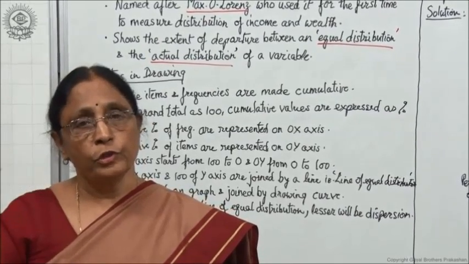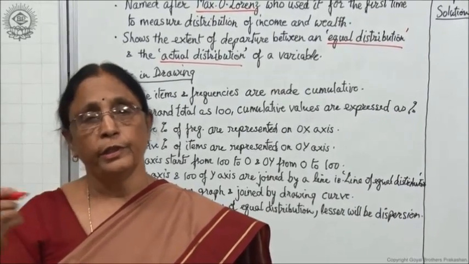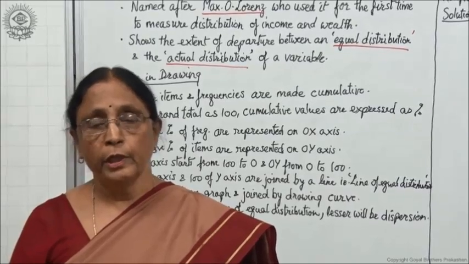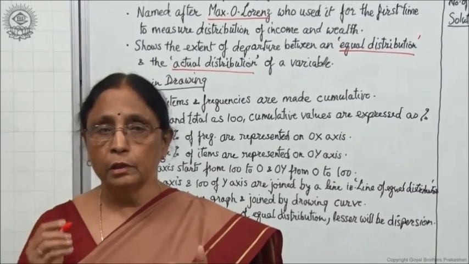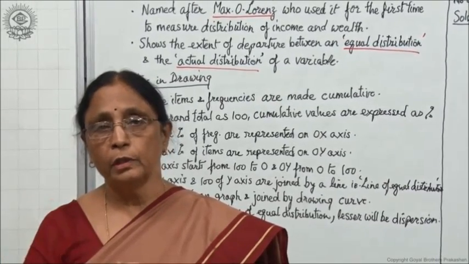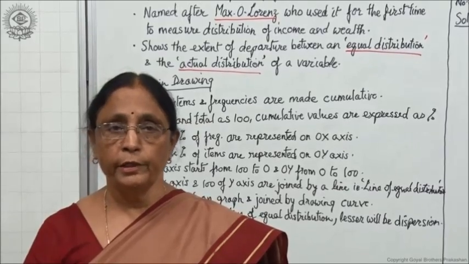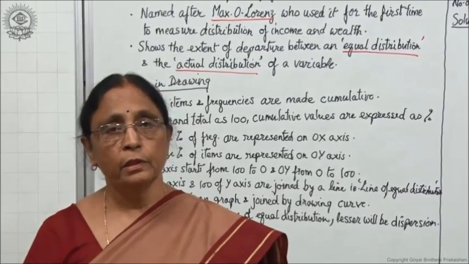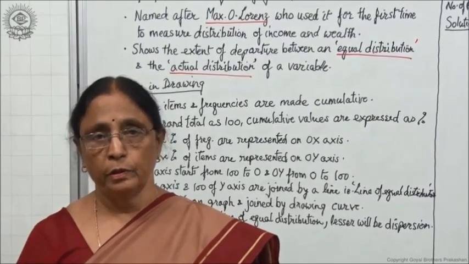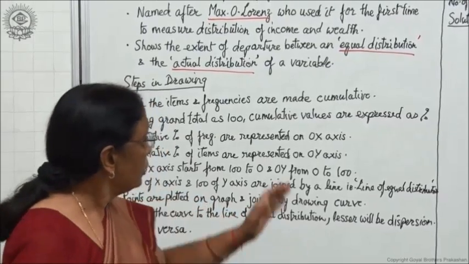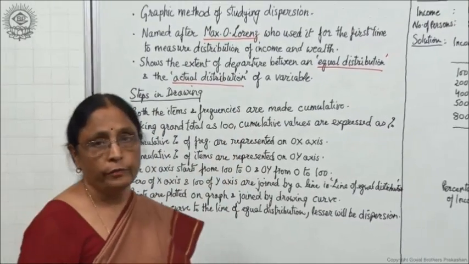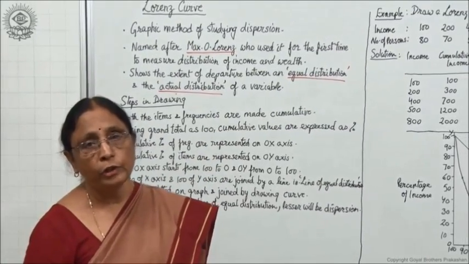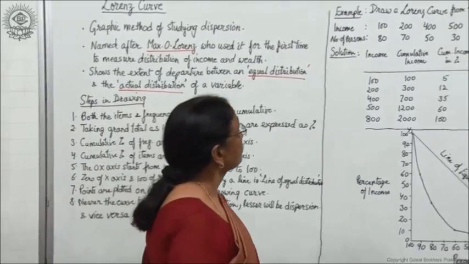If the curve is closer to the line of equal distribution, there is less dispersion. If the curve is away from the line of equal distribution, it indicates that there is greater dispersion, right. So these are the steps of drawing the curve. Now let us see how the curve is drawn.